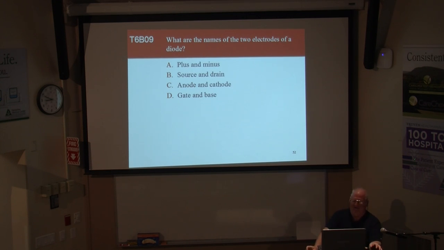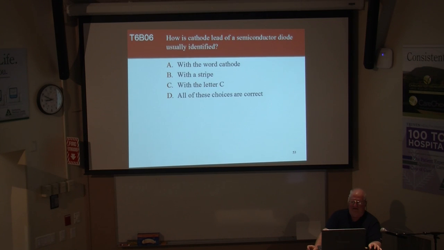What are the names of the two electrodes of a diode? C. How is the cathode lead of a semiconductor diode usually identified? With the stripe.